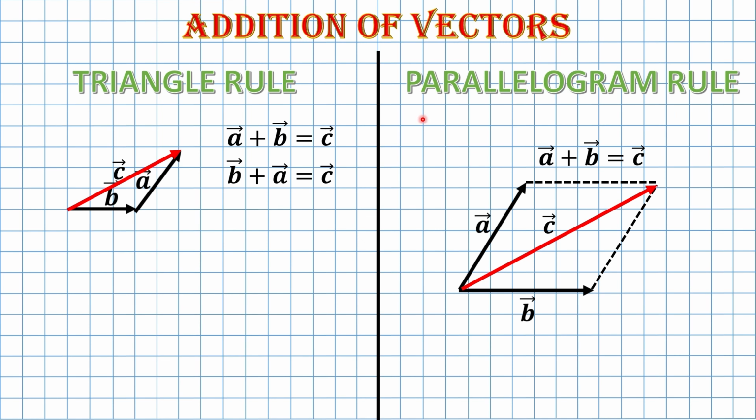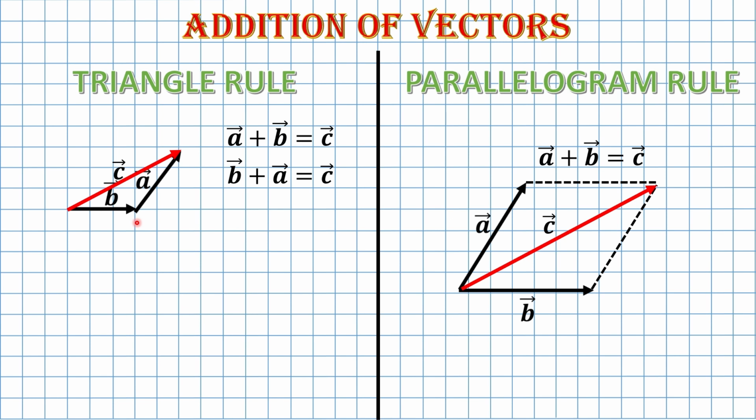In some cases, this rule is more convenient to use, and in some cases, this rule is more convenient to use. For example, if there are many vectors, then the triangle rule is easier to use. This triangle rule you can use not only for two vectors, but for addition of many vectors, like 2, 3, 4, 5, 6, it doesn't really matter.